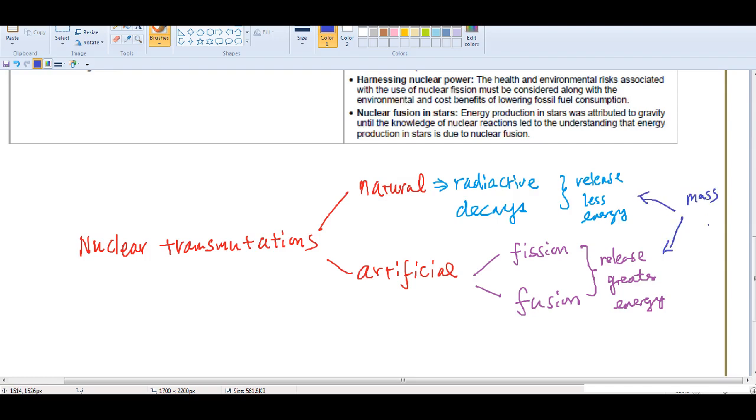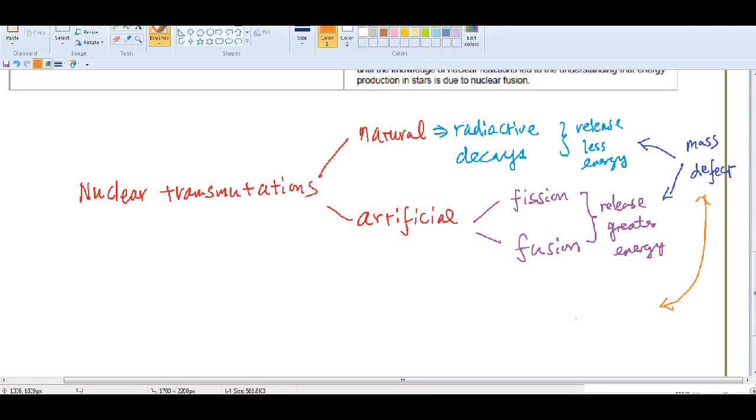But all this energy, no matter whether it's less or more, came from what we understand as mass defect. All this energy released from the nuclear reactions is followed by the mass defect. And from the mass defect to the energy release, we have Einstein's mass energy equivalence, if you still remember that. We're going to use this formula, so that's how we relate the mass defect to the energy release.